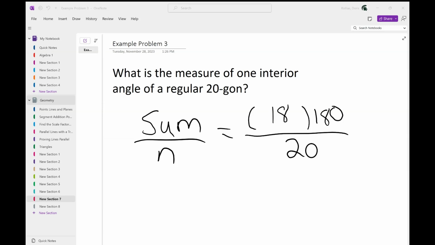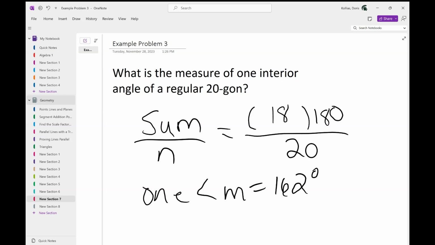When we do that math, make sure that I have that right, 18 times 180 divided by 20 is 162. So each of those angles, so one angle measure, will be 162 degrees in this case.